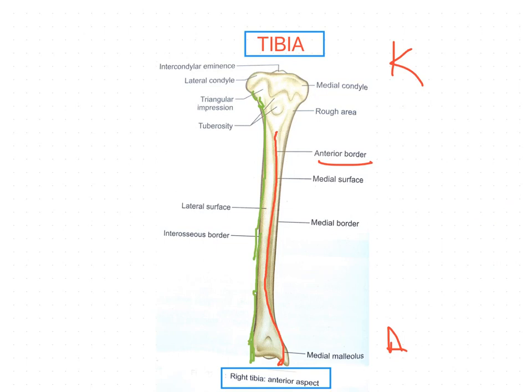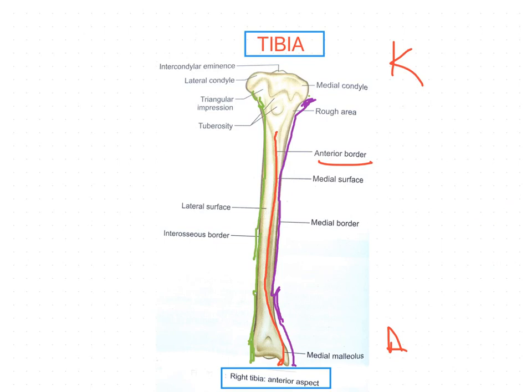The upper end of the medial border lies below the most medial part of the medial condyle. Its lower end becomes continuous with the posterior margin of the medial malleolus. So these are the 3 borders of the shaft of the tibia. Now we will see the surfaces.